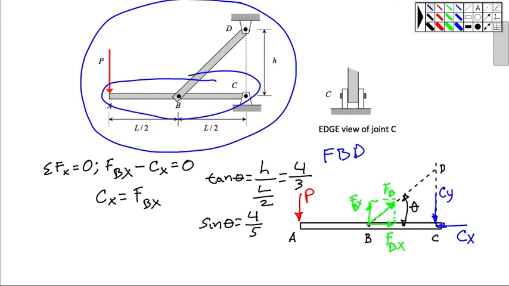And now we can sum the moment at the point C, and then we can find that P times L, that is negative, plus Fby times L over 2 is equal to 0.